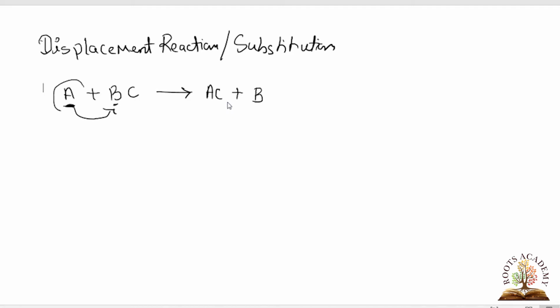Meaning, the more reactive element will displace the weak reactive one and form the product. Let's take the example of Fe reacting with copper sulfate.